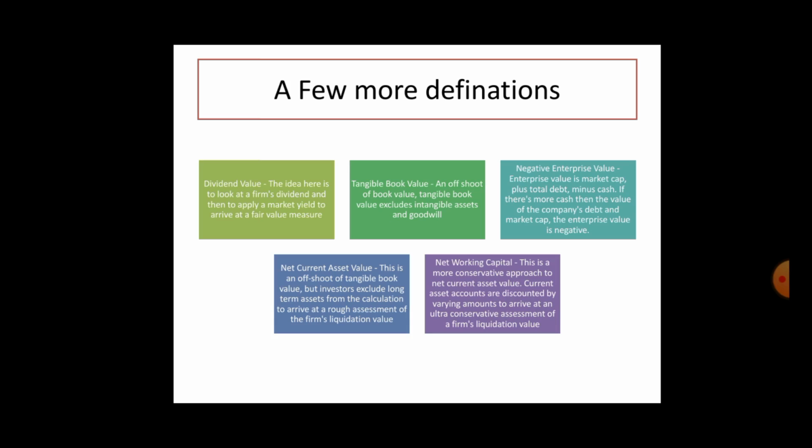Coming to net current asset value, this is an offshoot of tangible book value, but investors exclude long term assets from the calculation to arrive at a rough assessment of the firm's liquidation value. Coming to the final definition, net working capital is a more conservative approach to net current asset value, and current asset accounts are discounted by varying amounts to arrive at an ultra conservative assessment of a firm's liquidation value. Investors used this strategy and bought net current asset value stocks to earn the highest percentage returns of their life.